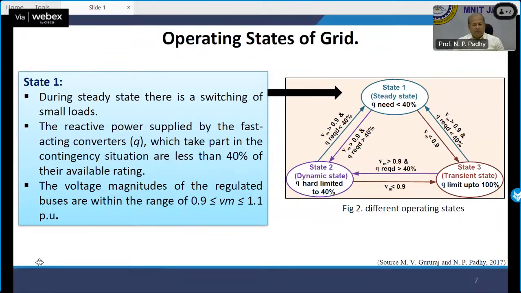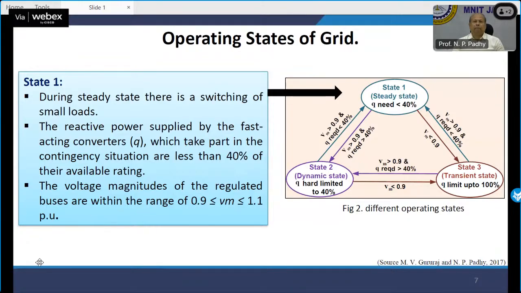But state number two is the dynamic state where Q has to be 40%. Today in the system, if the reactive power is slightly less, you will have some voltage flickering or voltage issues, but the world is not going to fall. But in state two, in the dynamic state, you are expected to have proper reactive power, otherwise the system is going to collapse. And state number three is the transient state, where the Q limit will be as high as 100%. Whenever there is a fault or sudden load change, you need enough reactive power, as high as 90 to 100%.